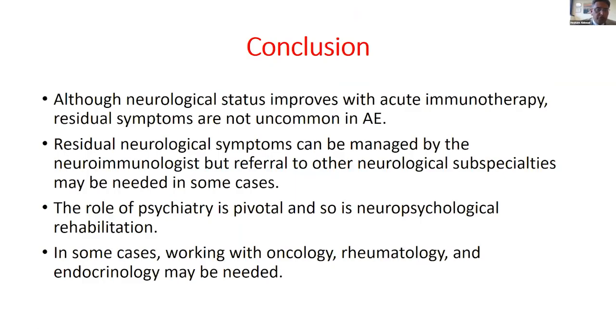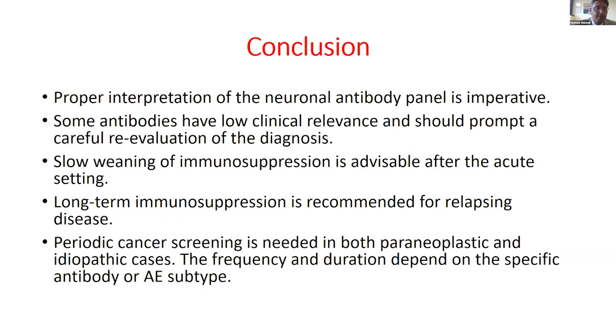So in conclusion, although the neurological status improves with acute immunotherapy, residual symptoms are not uncommon. Residual neurological symptoms can be managed by the neuroimmunologist, but referral to other neurological subspecialties may be needed in some cases. The role of psychiatry is pivotal in many AE patients. Also, neuropsychology should not be overlooked, especially neuropsychological rehabilitation. In some cases, we might need to work with oncologists, rheumatologists, endocrinologists, sleep specialists, and many other specialists, depending on what residual symptoms you are dealing with.